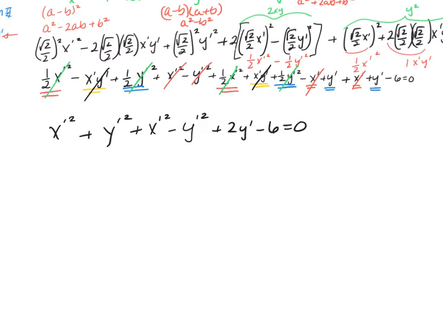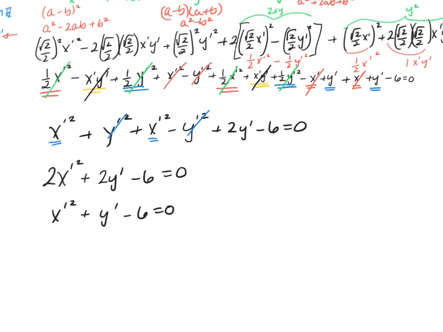What happens to my y prime squareds now? So I have x prime squared plus x prime squared, so I have 2x prime squared. That comes from this one and this one. And then plus 2y prime minus 6 is equal to 0. Let's divide everything by 2. So I have x prime squared plus y prime minus 6 is equal to 0.